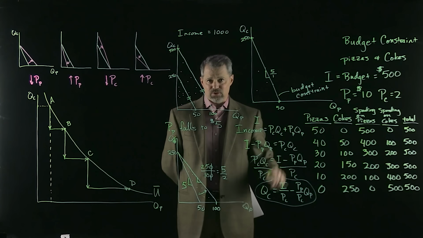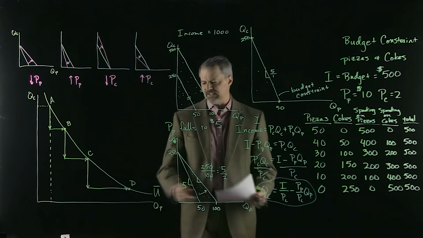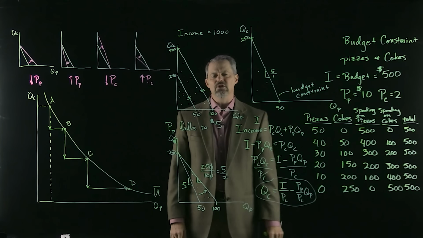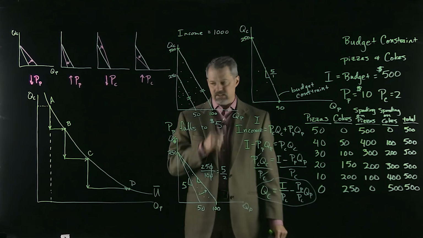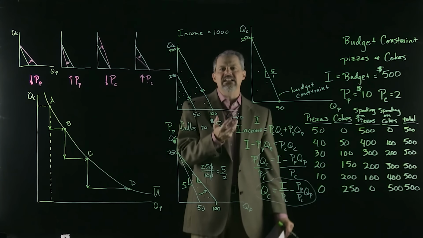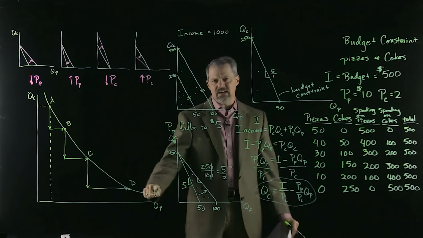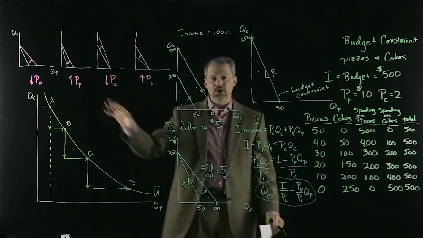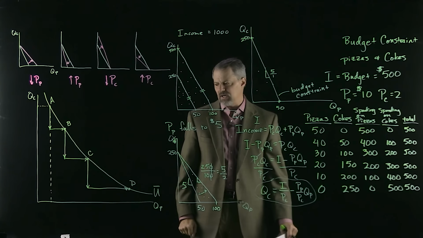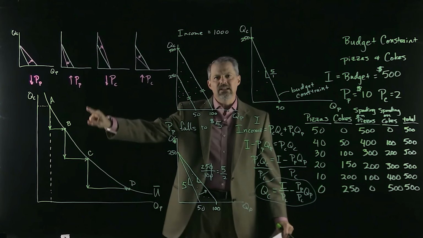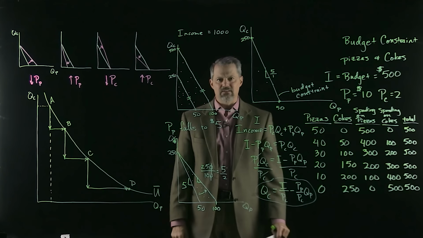You're indifferent between them. You don't care whether you're at point D or point A. Both of those points give you the exact same amount of utility. Okay, so we call that an indifference curve. An indifference curve represents the combinations of pizza and Coke, or whatever 2 goods you're thinking about. It represents the combinations of those 2 goods that leave you with the exact same level of utility.